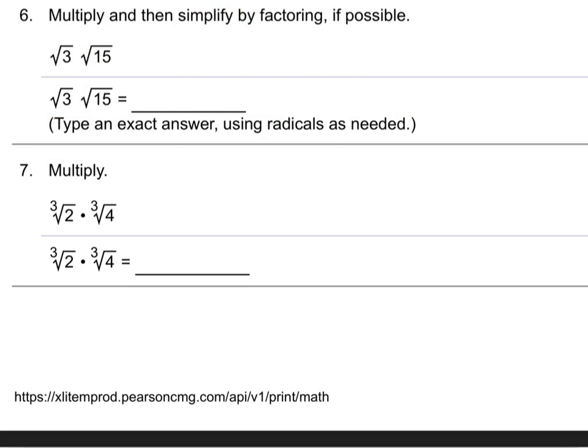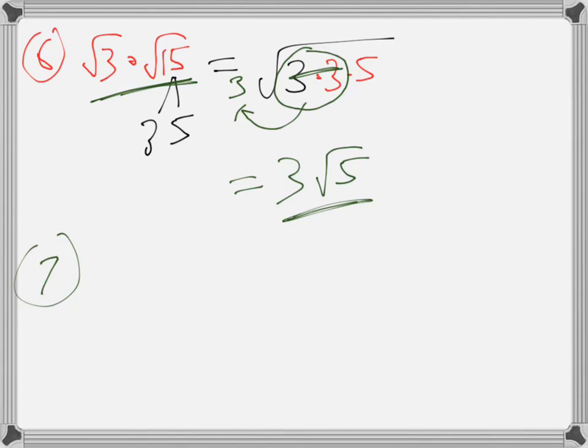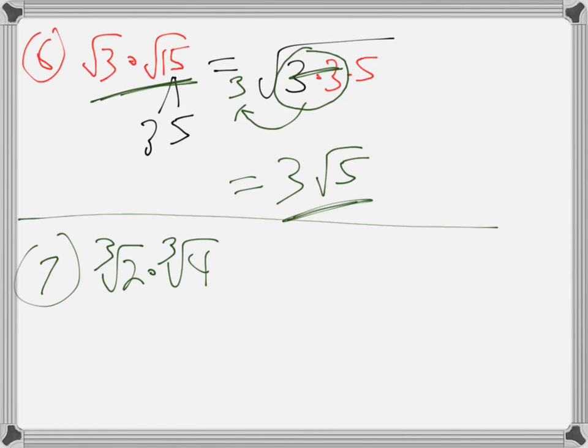Let's see, number 7. Cube root of 2, times the cube root of 4. Now, notice there's a 3 in the hook for both those guys. So same thing, just lump them into one big third root and do the same thing. So these are the same in the hook, right? So you just keep that the same. You just lump them together, right? Single 2, and then what's the 4? 2 more 2s.